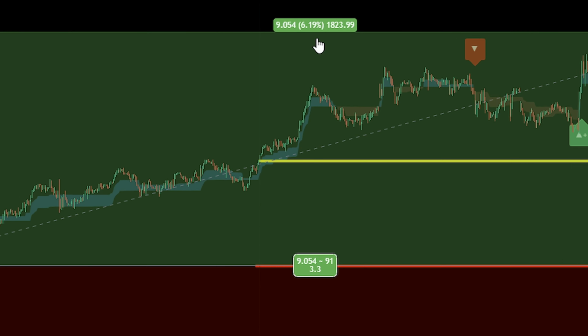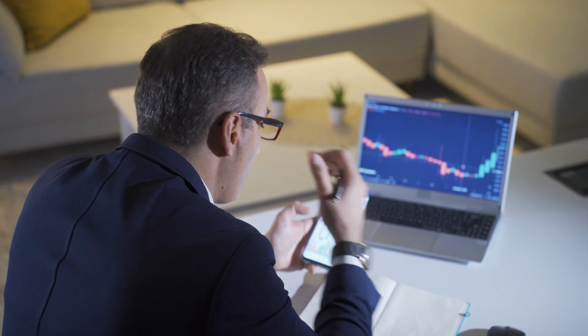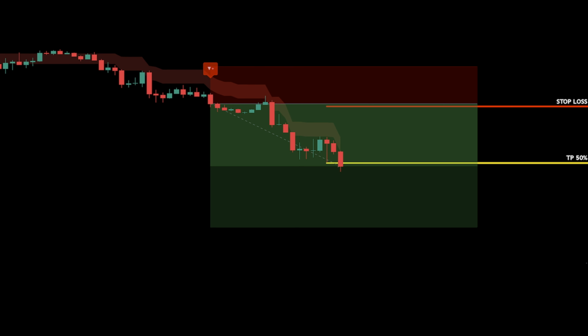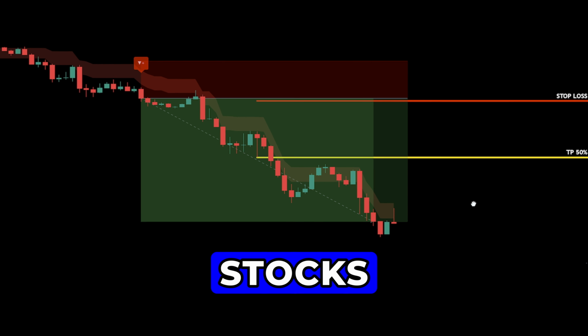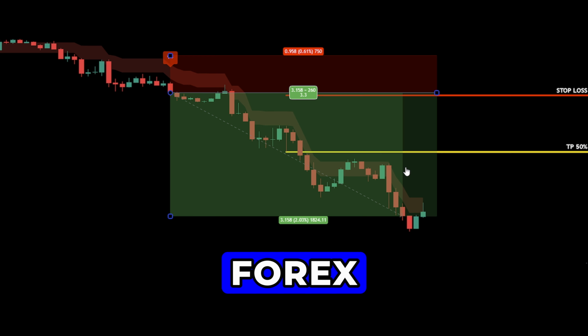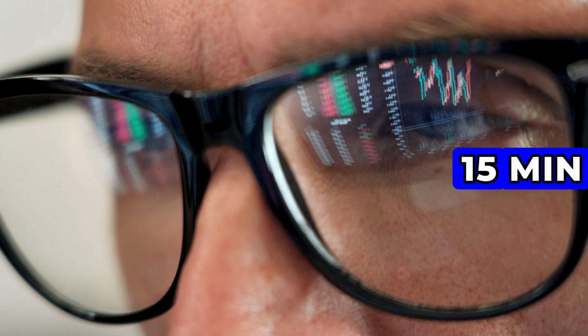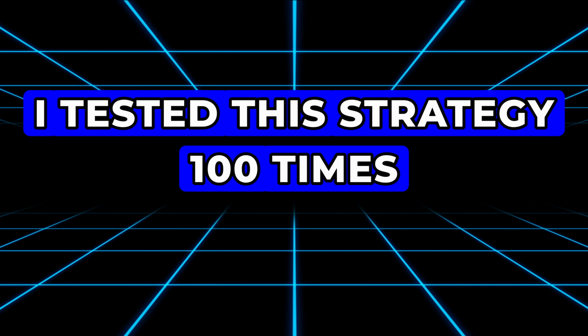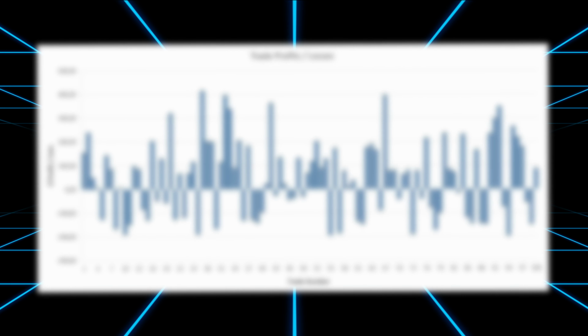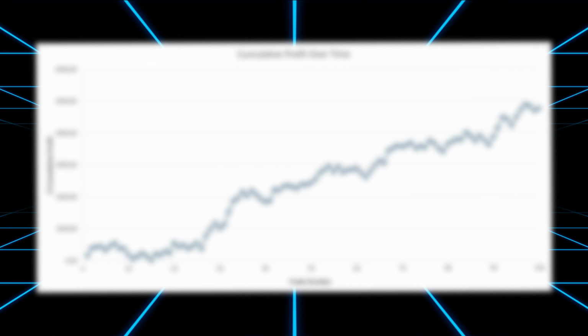As usual, I would like to point out that the technical analysis tool we're going to use can be used for trading highly volatile cryptocurrencies, stocks, futures, and forex pairs. The most suitable timeframes for this strategy are 5 and 15 minutes, 1 hour, and 4 hours. By the way, I've put this strategy to the test 100 times on the USD Japanese yen. By the end of this video, I'm going to share the full breakdown of my trading results.